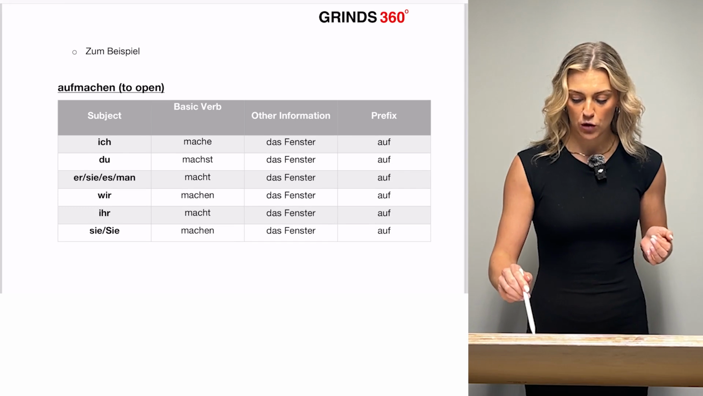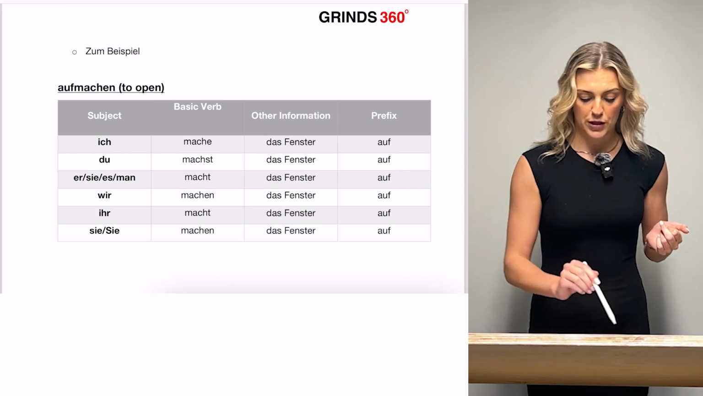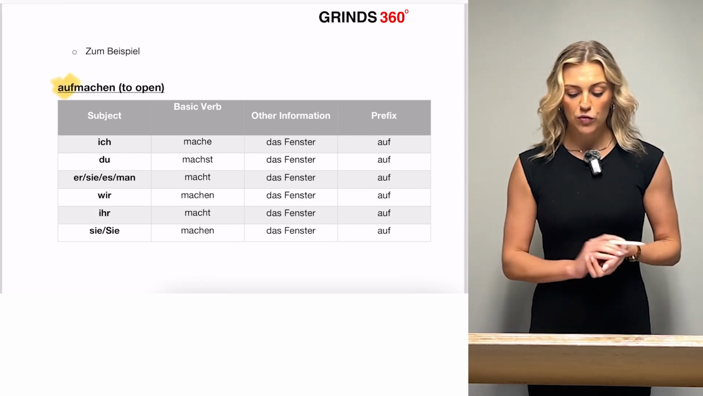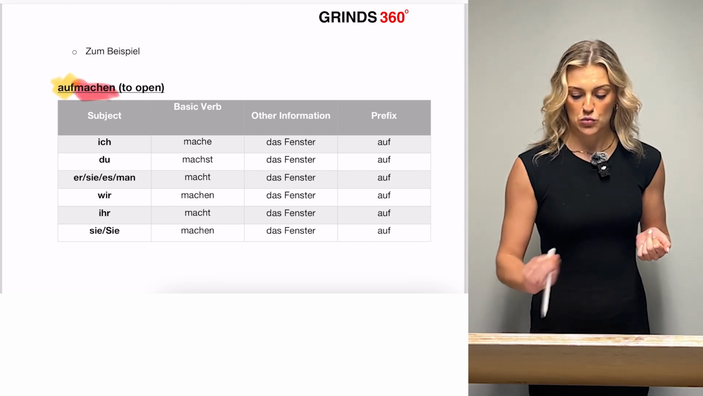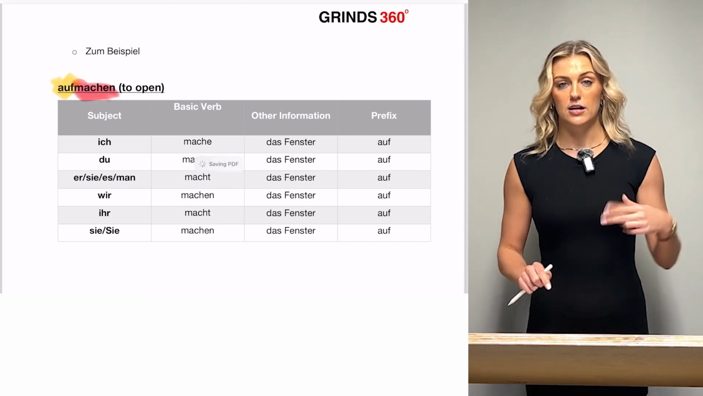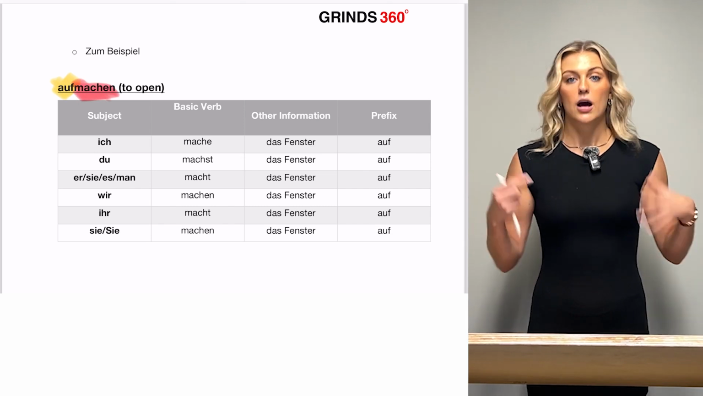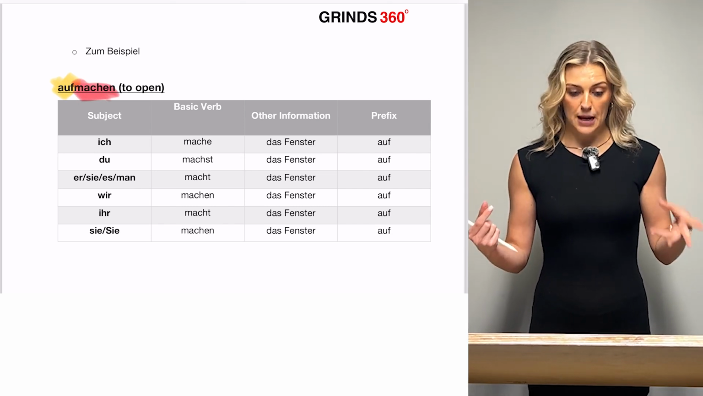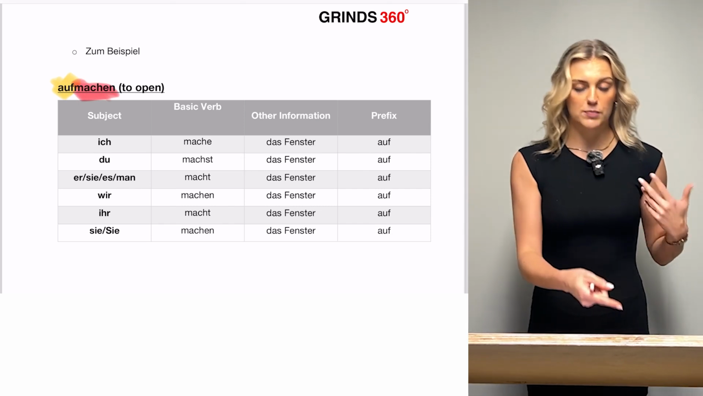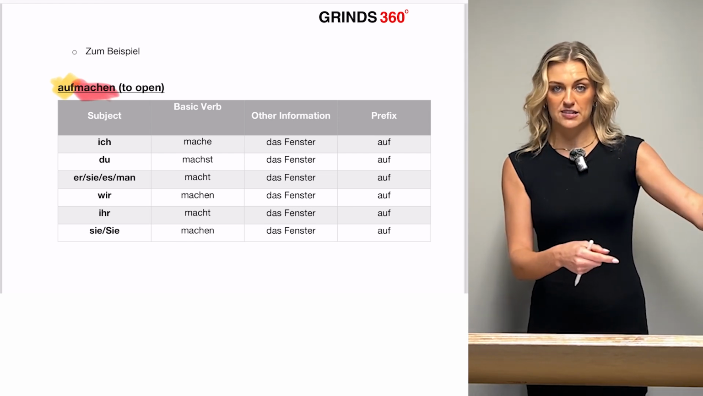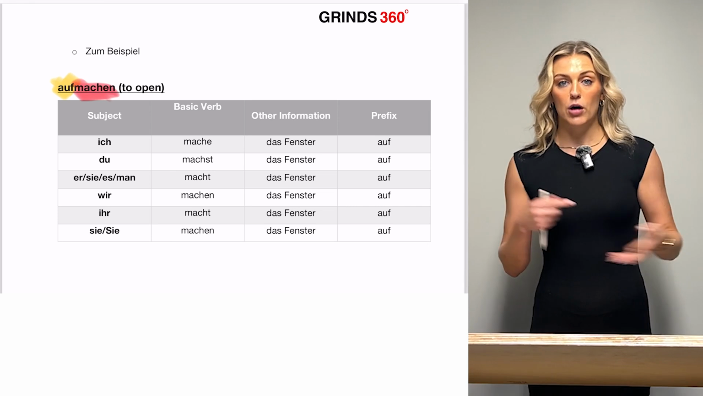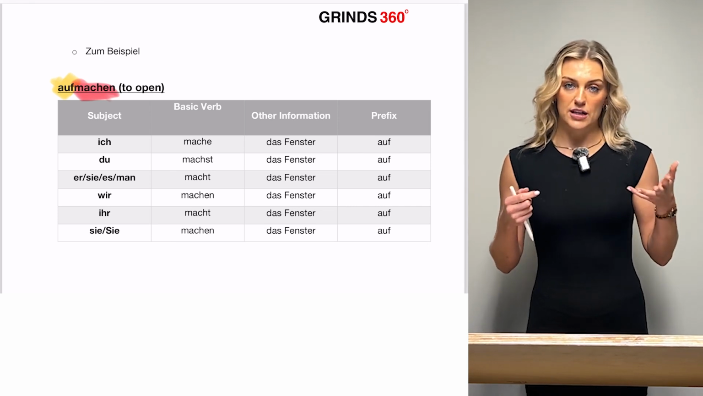Here I have the verb aufmachen, which means to open, okay? So here I have auf, my prefix, stuck onto the verb machen, to make or do, okay? So I have two parts here, a prefix and a main verb. I know that this one is separable because auf is a preposition, on, it has its own individual meaning, so that tells me it's a separable verb. Or I know it's not one of my 8 inseparable prefixes.